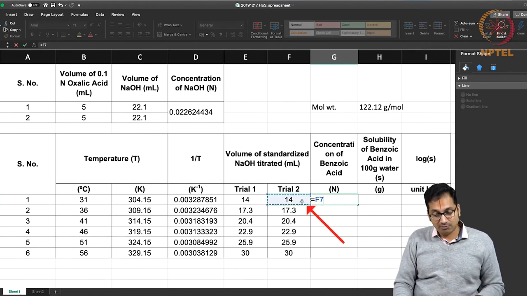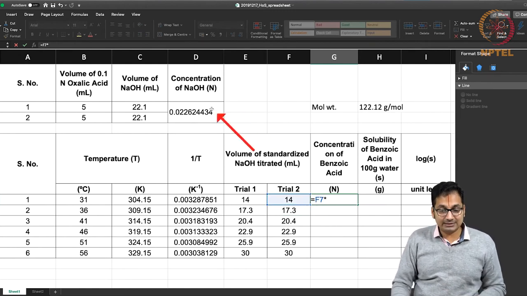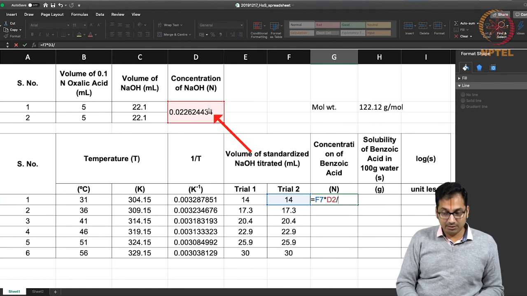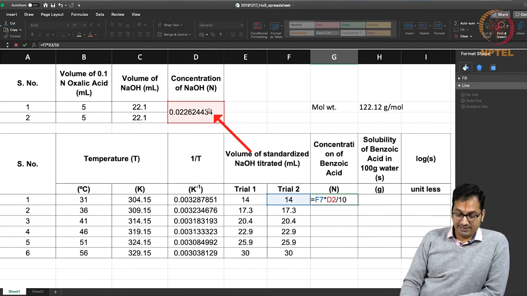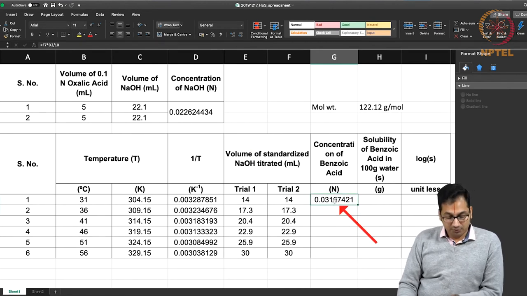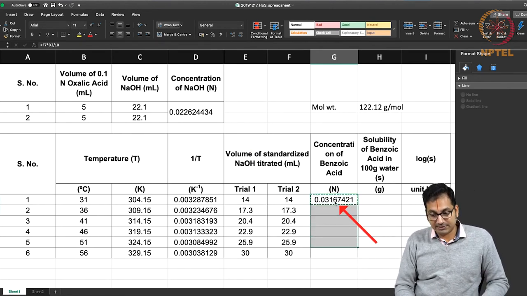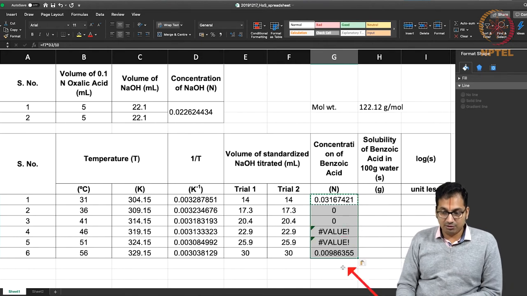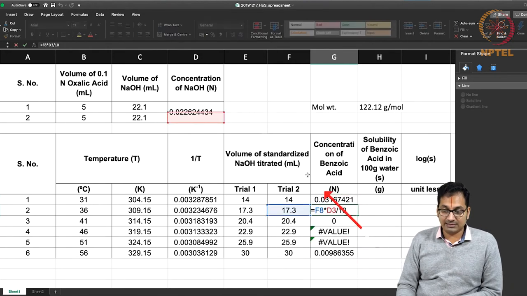You are able to realize this is the volume of sodium hydroxide and this is the concentration of sodium hydroxide divided by the total volume, which you ended up taking as 10 ml. So therefore, you get the normality of benzoic acid. Of course, don't be in a hurry to copy paste this, because you are going to have a problem that, okay, this cell starts to take the concentration from the wrong cell, which doesn't make sense.